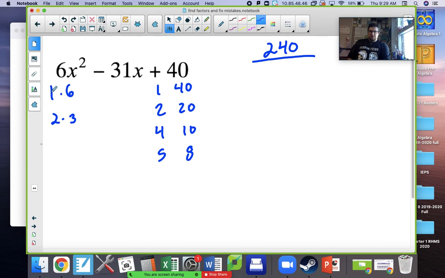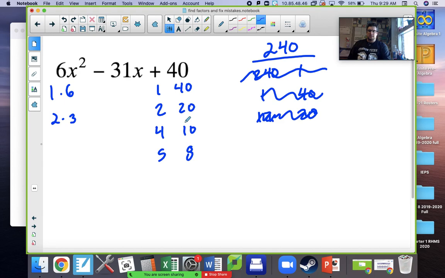I'm going to start with a 6, because 1's usually nobody really needs it. 6 times 40, it's 240. 1 times 1 is 1, so that's definitely not it. 6 times 1, 1 times 40, that's definitely not it. 6 times 2 is 12. 1 times 20 is 20. It's close. That's not it. 6 times 4 is 24. 1 times 10 is 10. Getting closer. 6 times 5 is 30. And 8. So that's not it either.